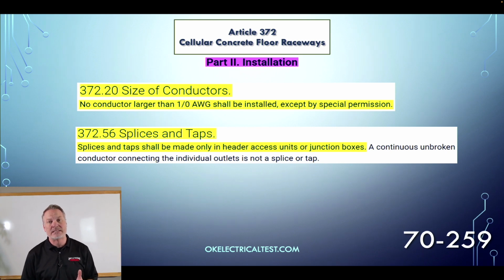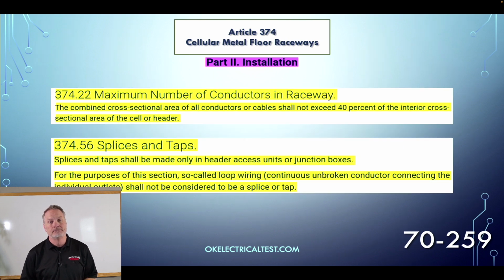378.56, we've got splices and taps. Splices and taps shall be made only in header access units or junction boxes. So if I've got a splice or a tap for a cellular concrete floor raceway, I need to do that in a header access unit or in a junction box.